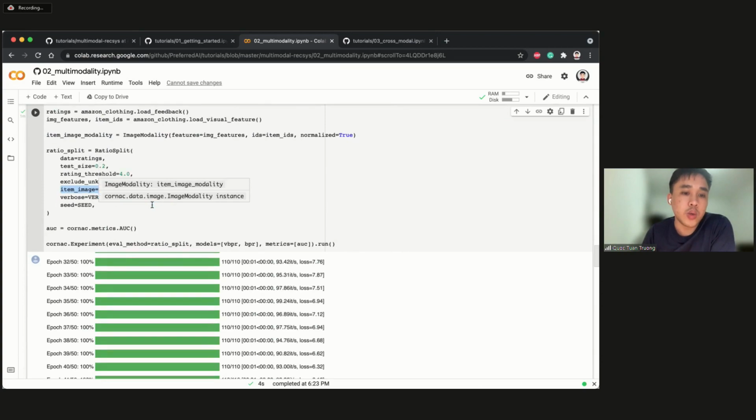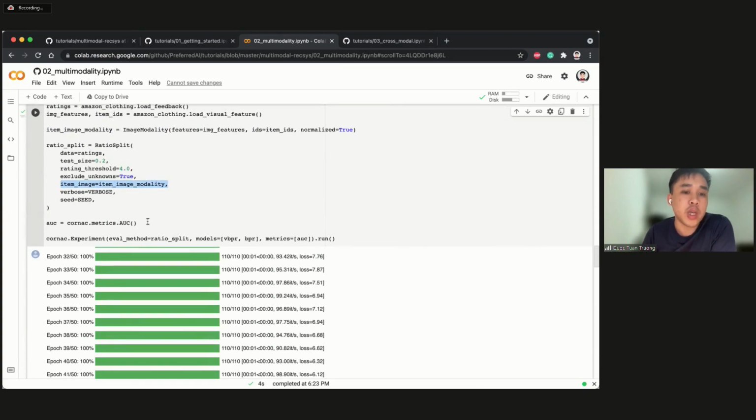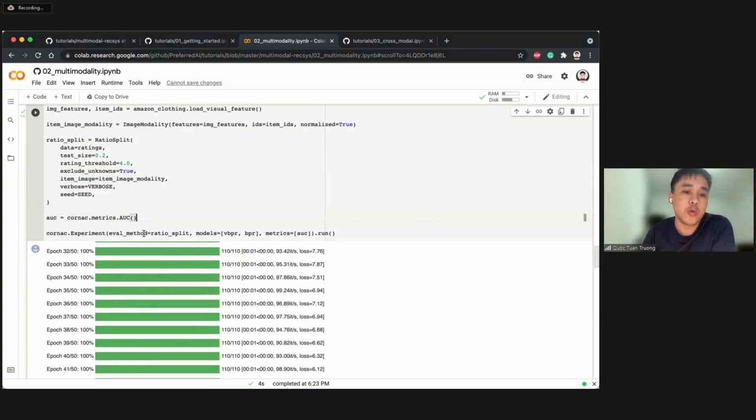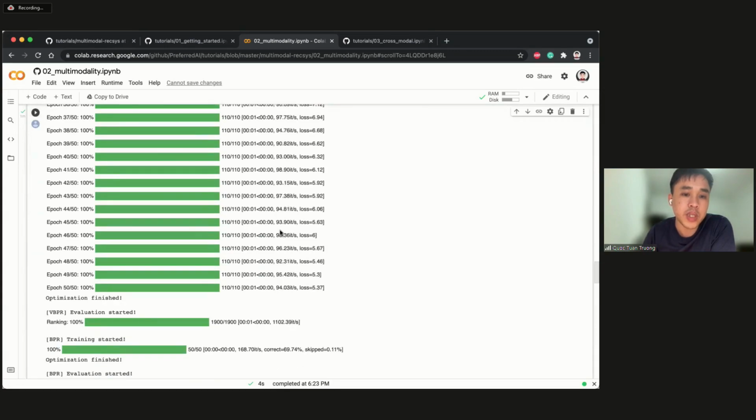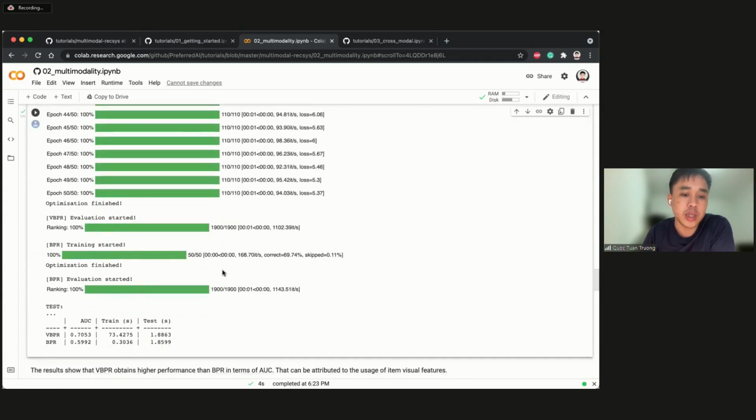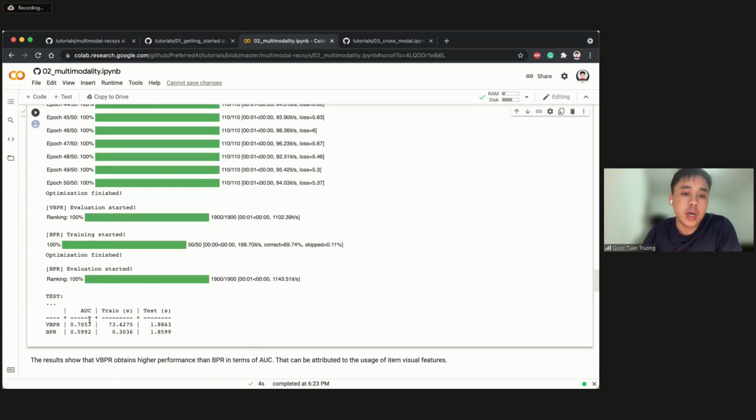Because in the paper they report the AUC metric, here we also report AUC. Then we run the experiment with these two models, and after training we see the results of the two models. Similarly, we see the improvement here in terms of AUC. And again, we have the same kind of observations.